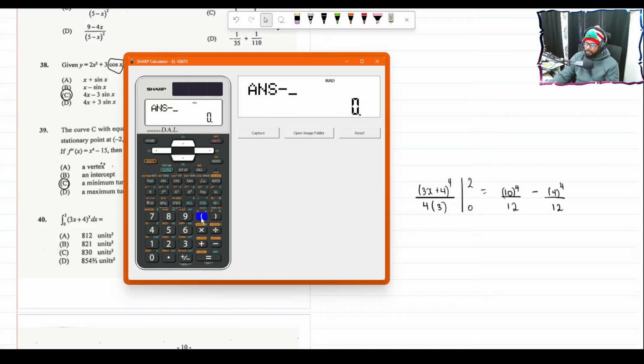Take away 4 to the power 4 over 12. I'm going to put our next open bracket here, divided by 12, close brackets. 812.